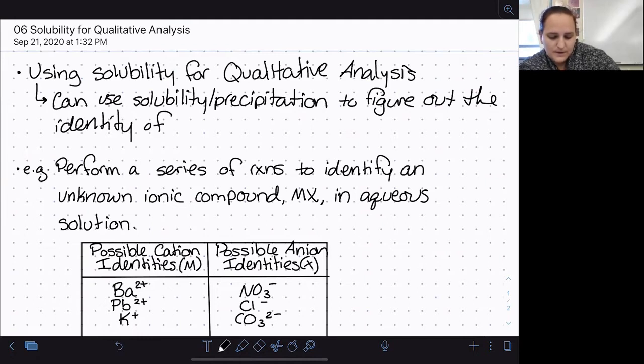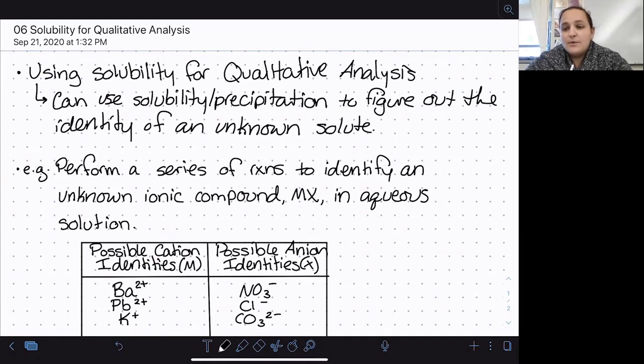So this type of analysis is known as qualitative analysis because it doesn't really involve any measurements. You're just making observations about the chemical properties of your unknown to figure out what it is. So we're actually going to do an experiment and collect some data and analyze that data to do just that, see how we can apply these solubility rules to determine the identity of an unknown.